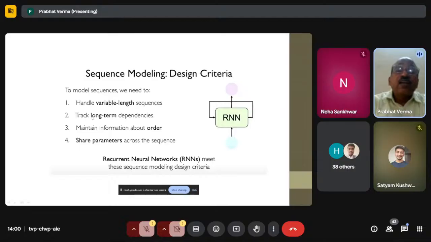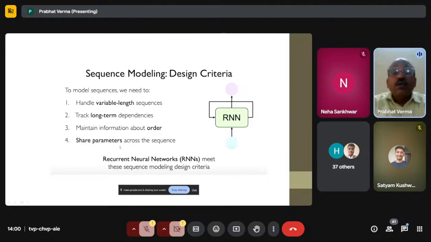Second is to track long-term dependencies. Because sometimes it may be possible that when you talk about long-term dependencies, it may not be able to correctly relate them. So that should not happen. It should be able to track long-term dependencies. Third, it should be able to maintain information about the order. And fourth, it should be able to share parameters across the sequence.